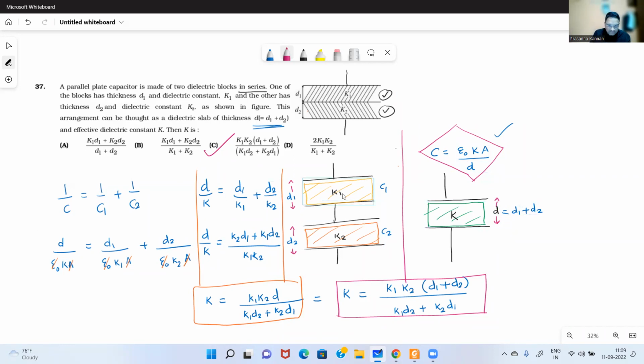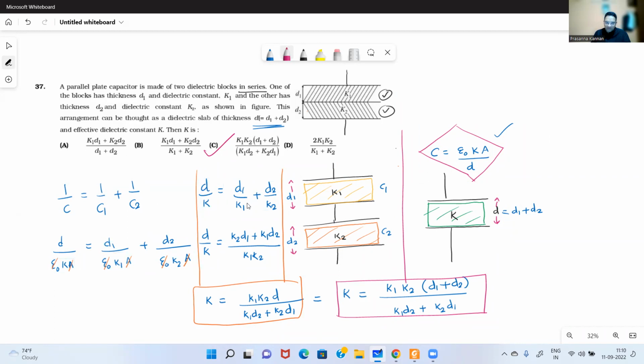So first thing that we can understand is these two capacitors are connected in series. So 1 by C will be equal to 1 by C1 plus 1 by C2. And C1 is nothing but epsilon naught K1 A divided by D1, so that D1 goes to the top. Similarly, C2 will be epsilon naught K2 A divided by D2, which is D2 goes to the top. Similarly, C, the effective capacitance, is nothing but epsilon naught K A by D. So epsilon naught K A is here, D goes to the top. Clear? Now epsilon naught A can be cancelled on both the sides.